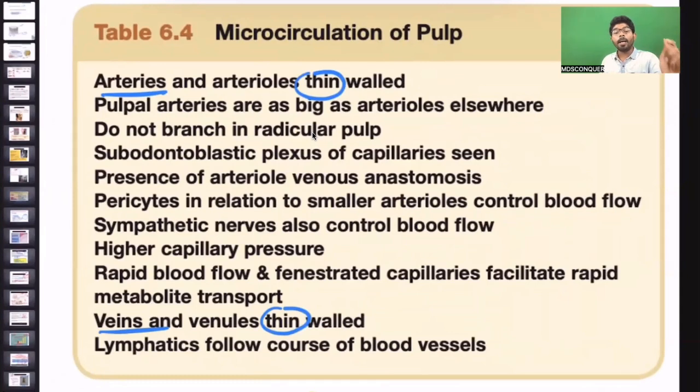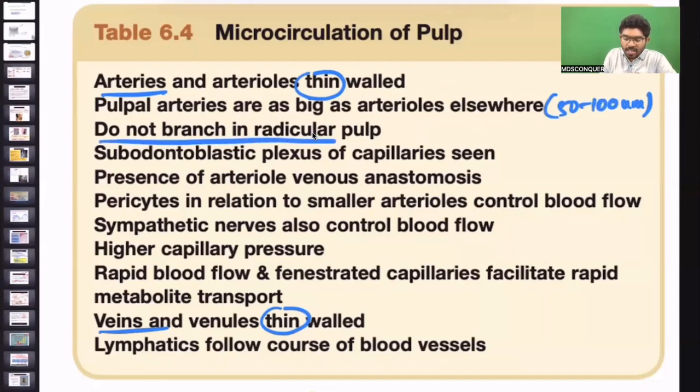And make a note, pulpal arteries are as big as arterioles elsewhere present in the body. Can you tell me what is the number, thickness? Anyone? Dimensions which are given in the organs? 50 to 100 microns. There is no branching in the radicular pulp.